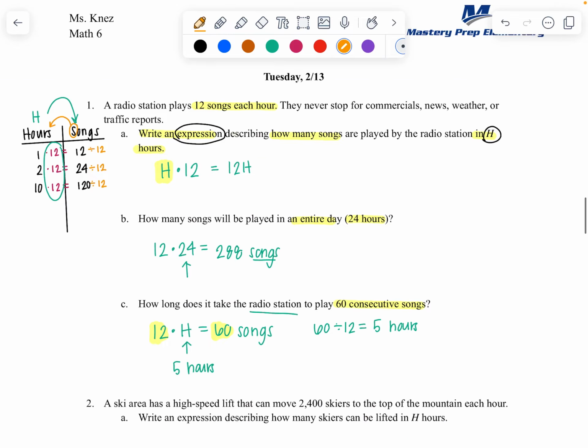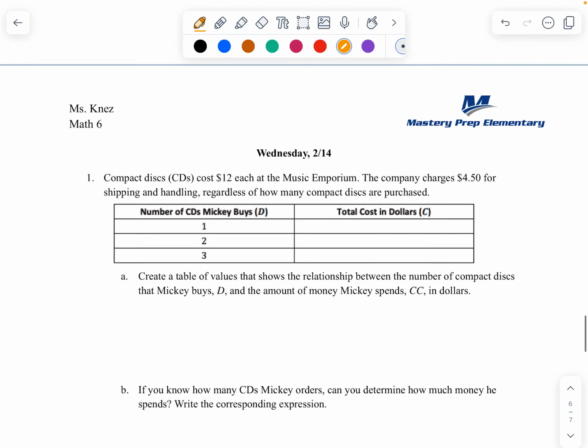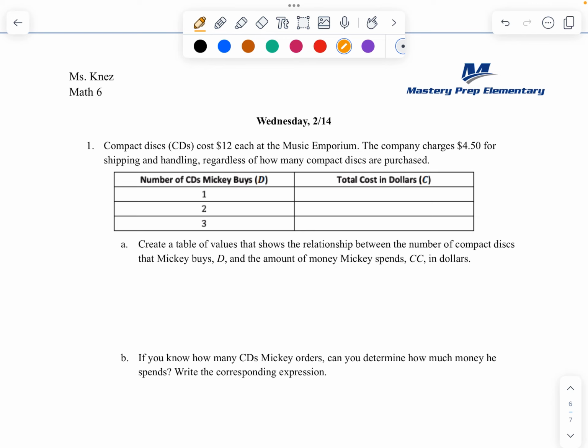Let's look at Wednesday. On Wednesday night's homework, you have a two-step problem. We'll use one as our example. Compact discs cost $12 each at the Music Emporium. The company charges $4.50 for shipping and handling, regardless of how many compact discs are purchased.